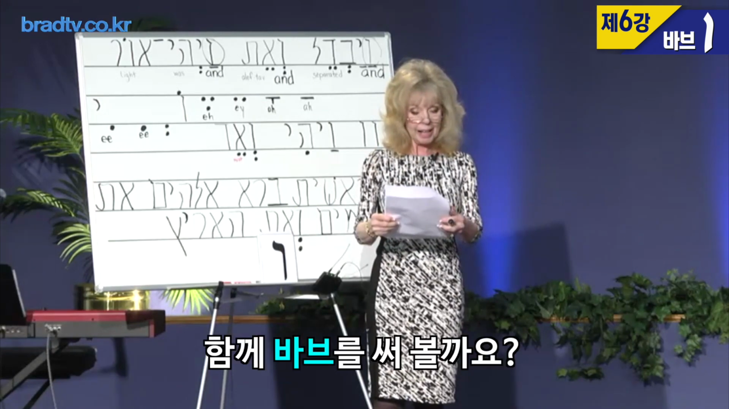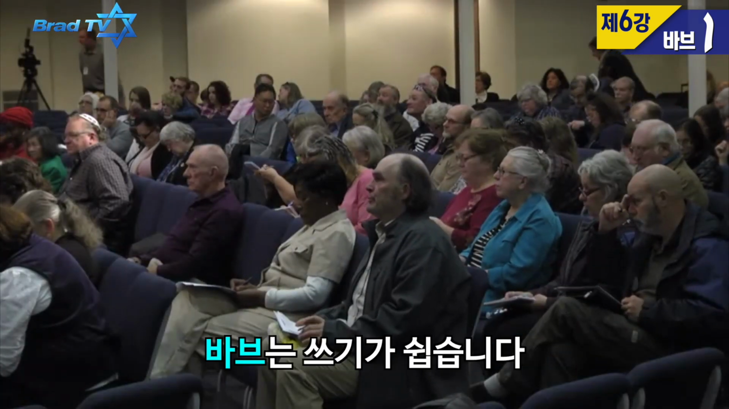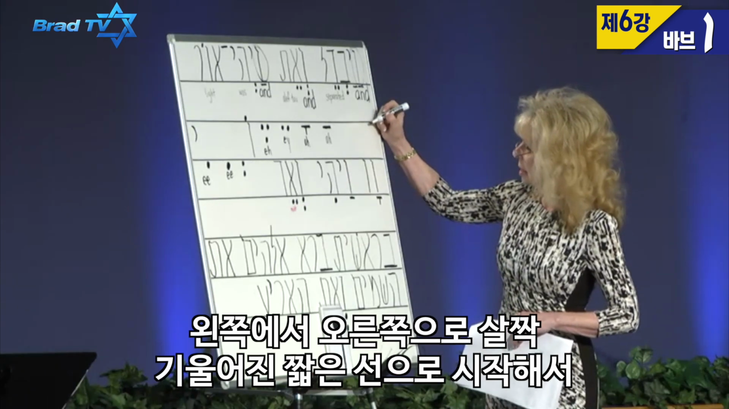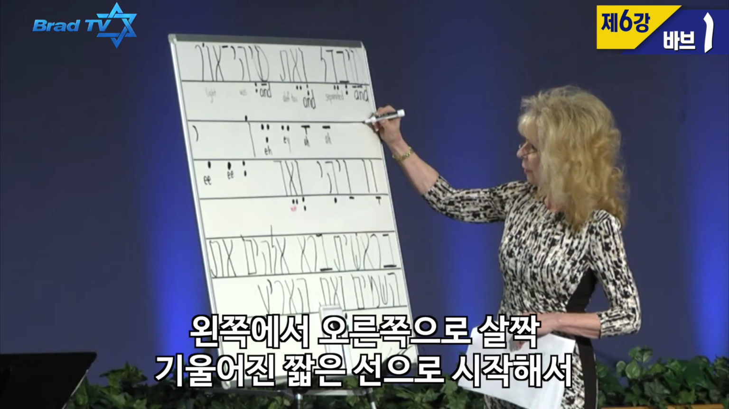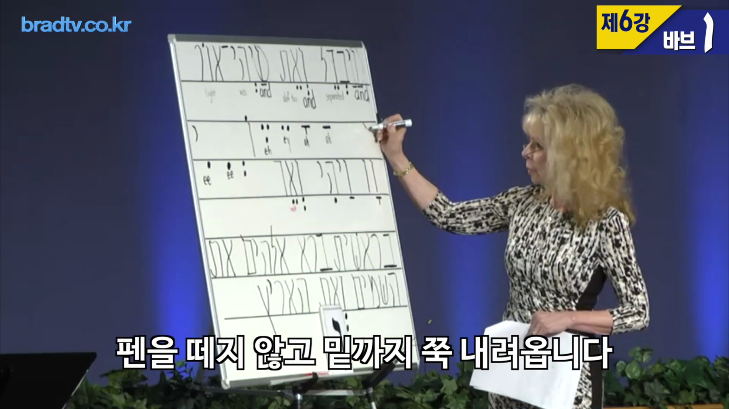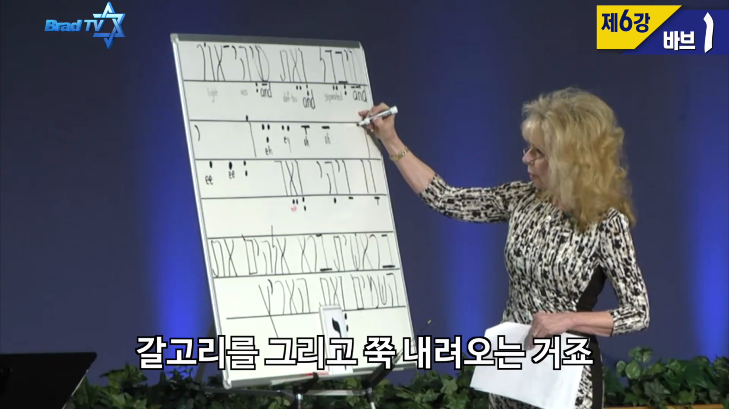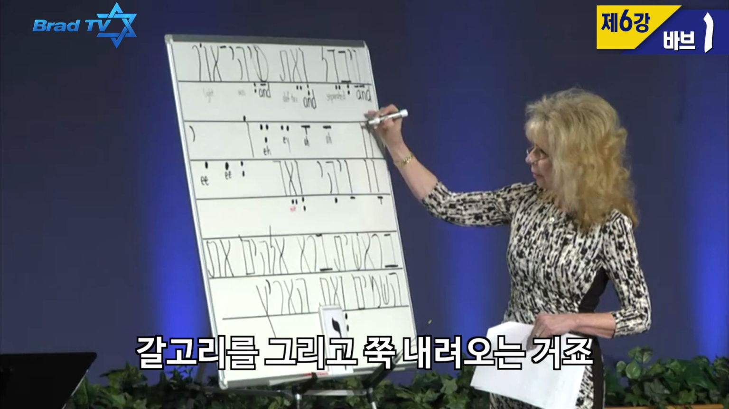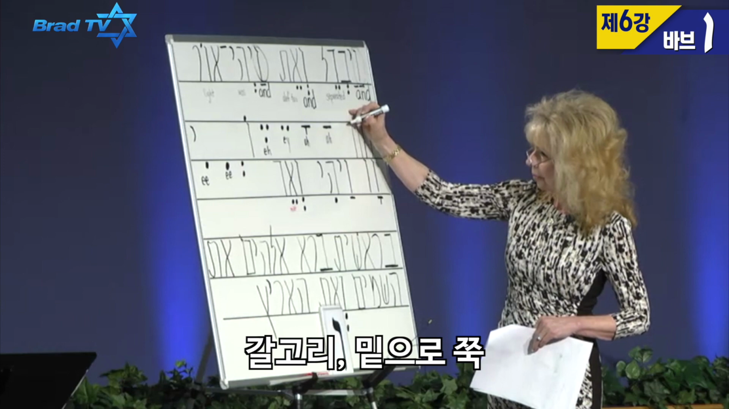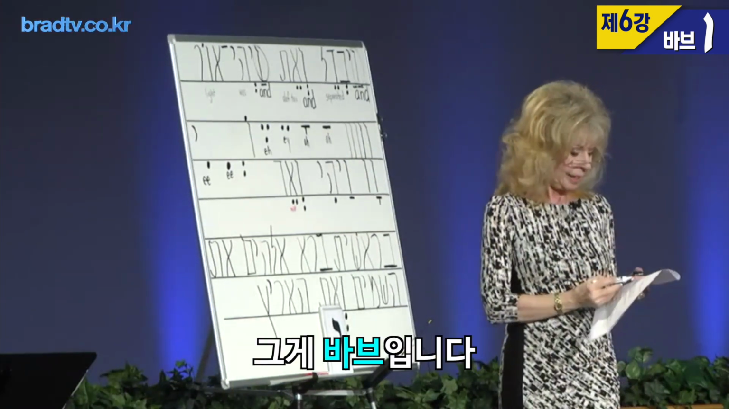All right, we did that. All right, let's write the Vav. Are we ready? Everybody got a pencil or a pen or something? Vav is easy to write. You're going to start with a little slanted line that's going to slant down from the line left to right. And it's just going to be short. You're not going to pick up your pencil, you're just going to come then straight down. This is the little hook. So you make the little hook and you come straight down. Hook and down. Everybody got it? Okay, that's the Vav.